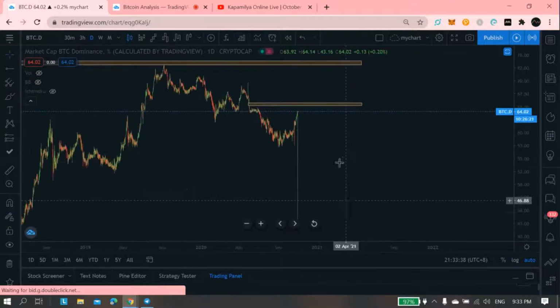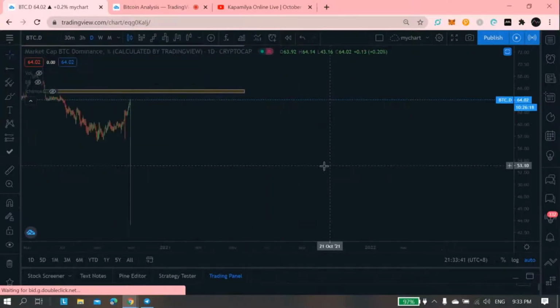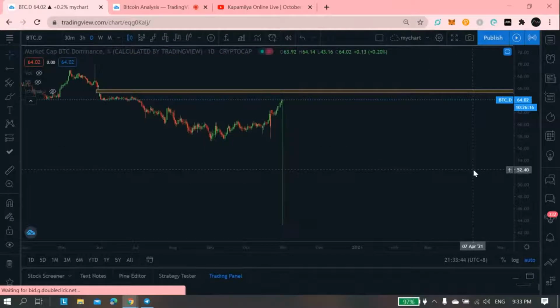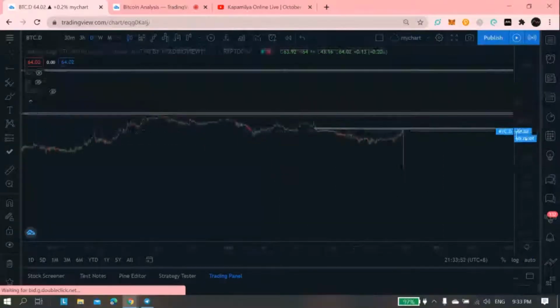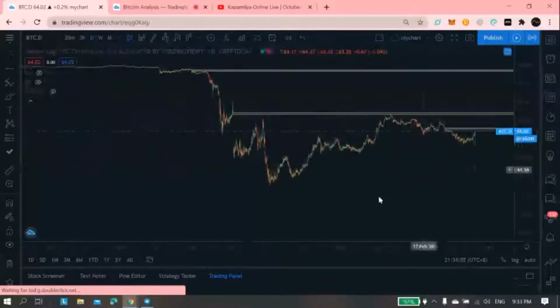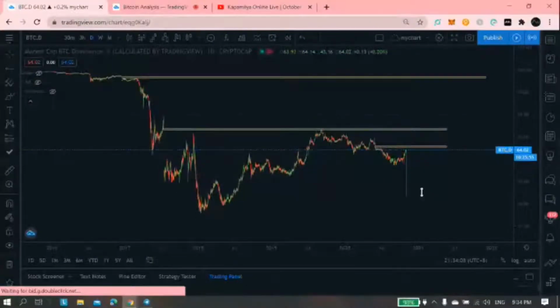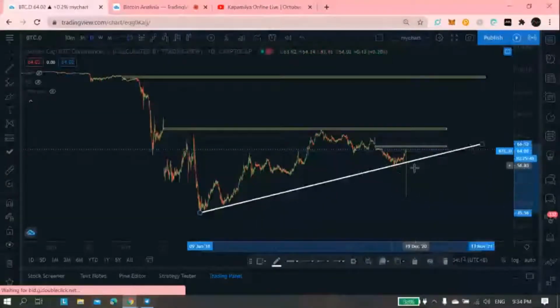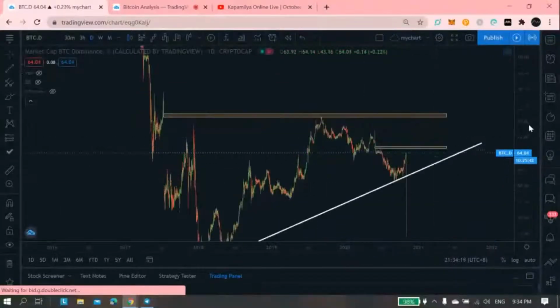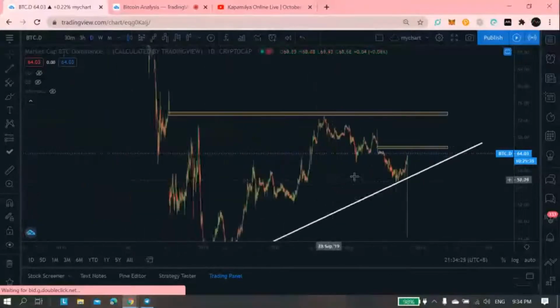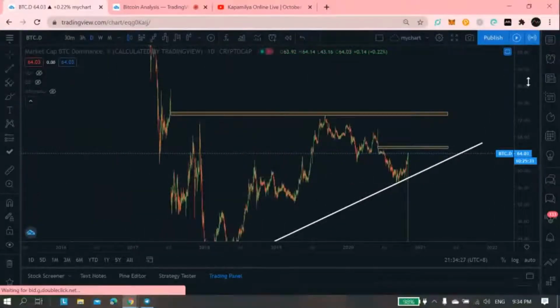Oh, what happened here? Really, what happened there? It went as low as, so anyway, it's already trending using this. So it could possibly fill the gap at around that 64 area.